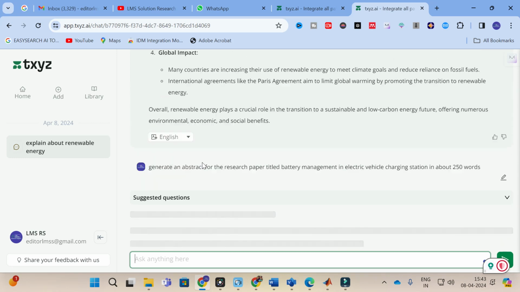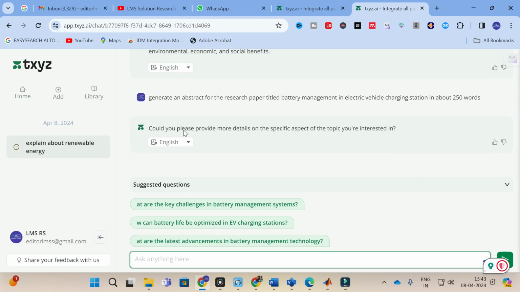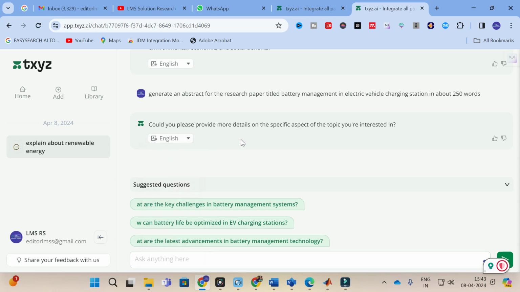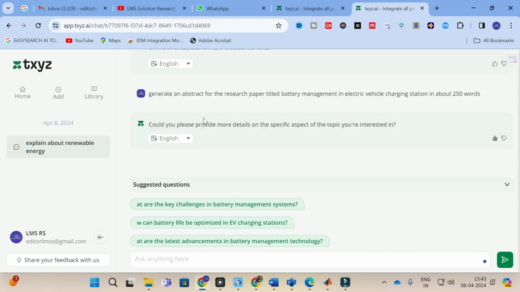So here you can see that the very important thing related with this particular chatbot is that it will find the papers related with the battery management and then only it will generate answers. So I am going to select English. Here it asks us to tell more: easy to understand, complete, correct format, other. I am going to say easy to understand and then click on submit. According to the feedback we are giving, it will generate content for us. So let us see how it works out.